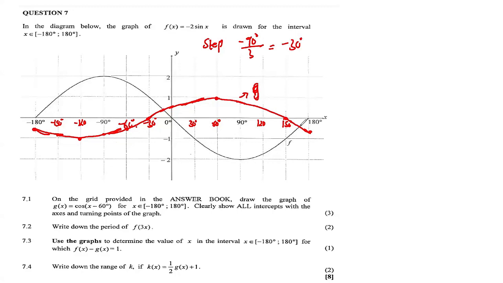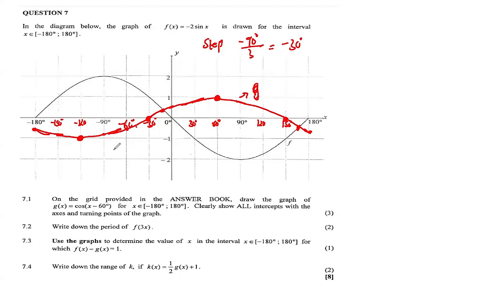You can indicate these ones to show that those are your points of intersection. Now they said to clearly indicate the intercepts with the axes. So those are your intercepts with the axes, and these here are your turning points. You can boldly shade those ones so that they are clearly visible, because they said clearly show all intercepts with the axes and turning points of the graph.